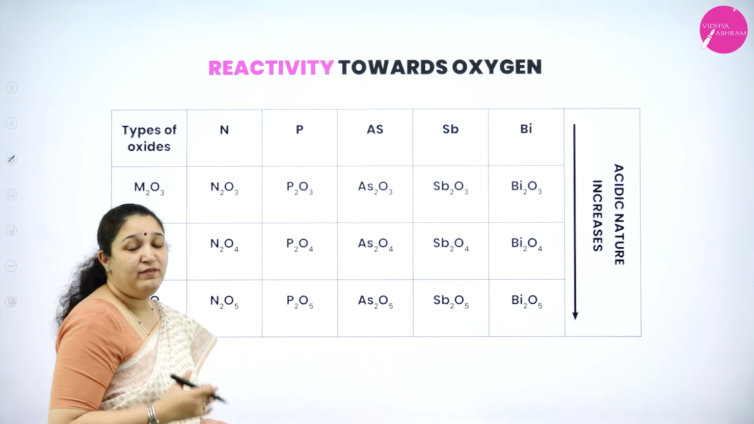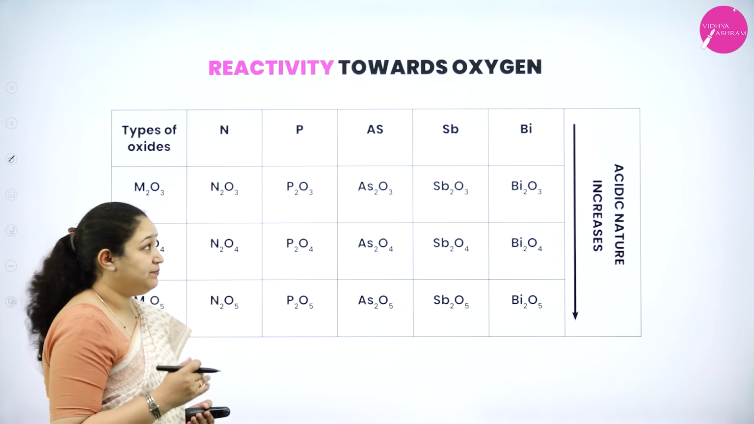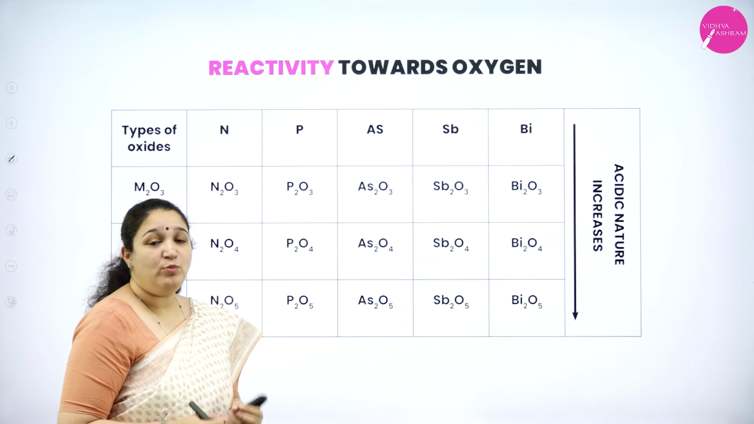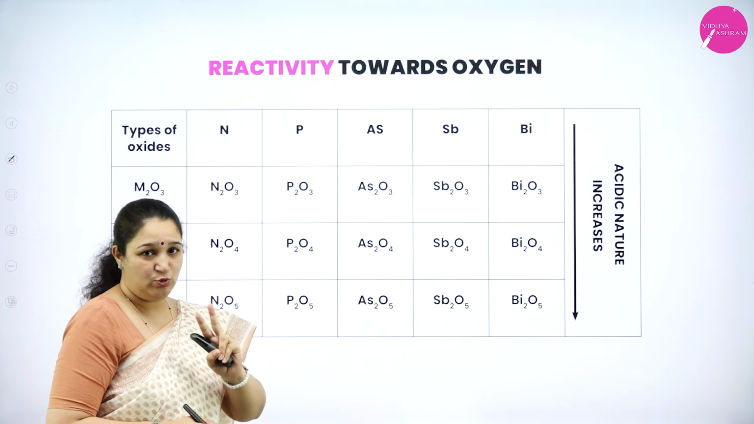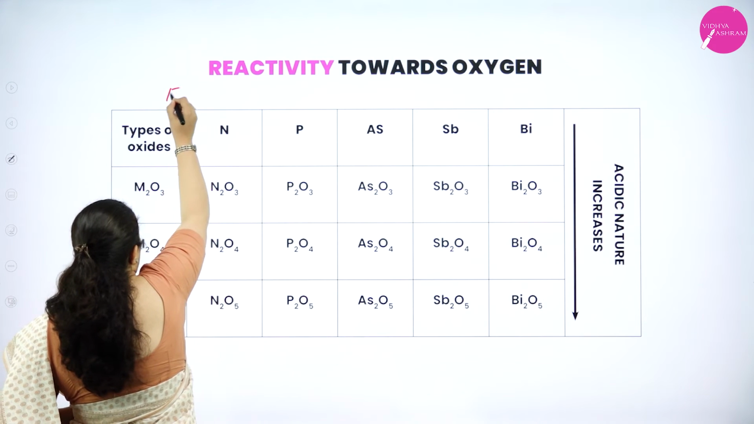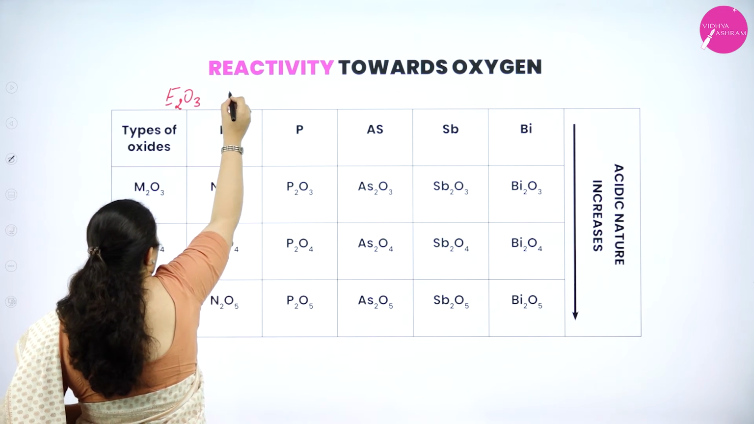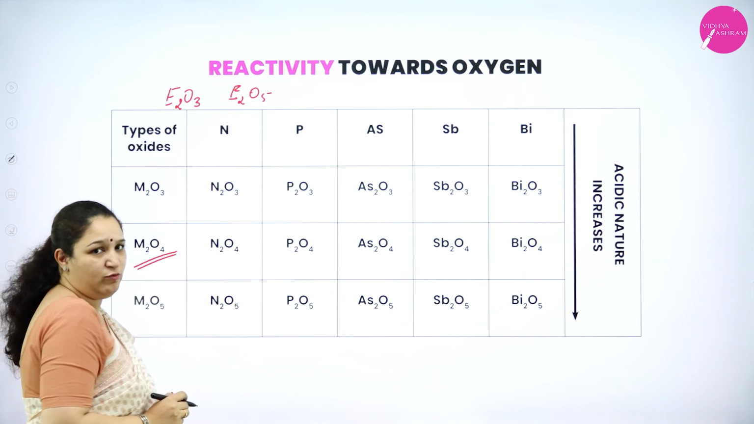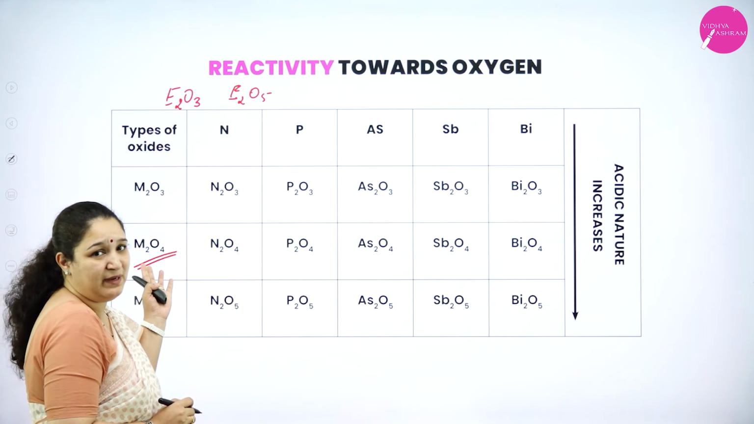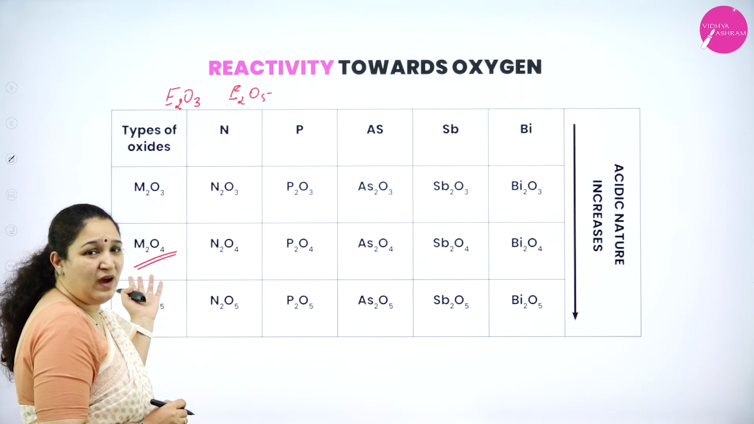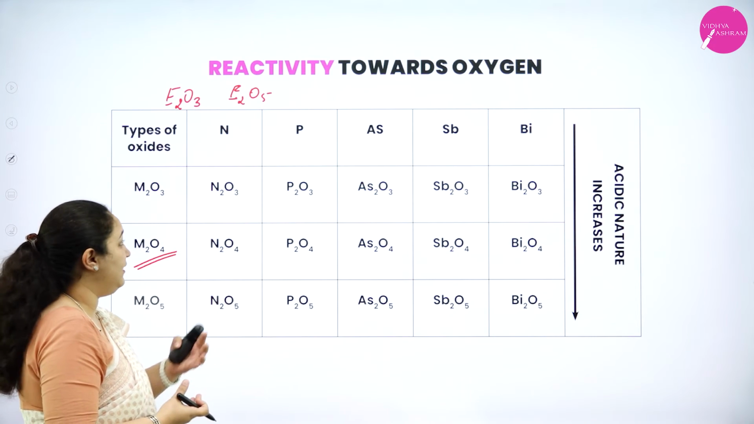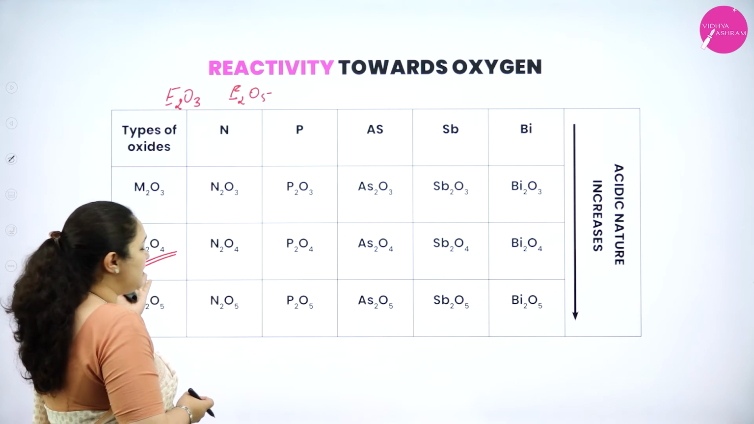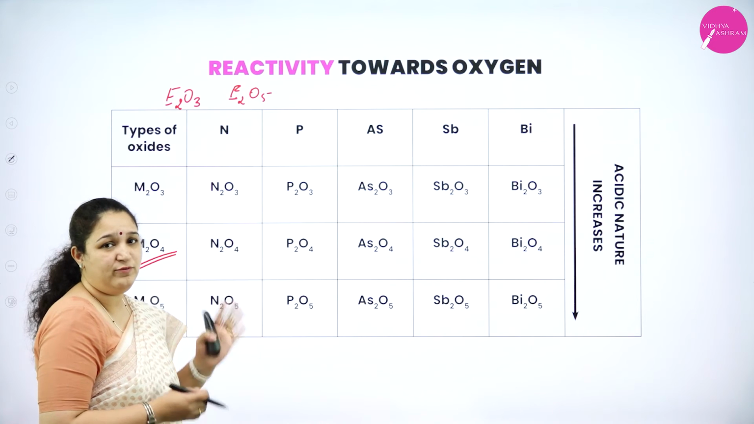Okay. Next we have reactivity towards oxygen, that is, nitrogen, phosphorus, arsenic, antimony and bismuth can form majorly two types of oxides, that is, I can write it as E2O3 and E2O5. It can also form E2O4 kind of oxide. E is the element, the letter which we used instead of writing the particular element from the group. Okay, so E2O3 or E2O5, or sometimes it can form even E2O4 kind of oxide.